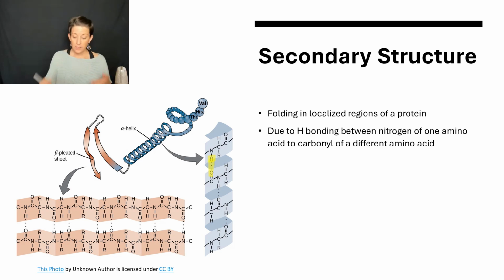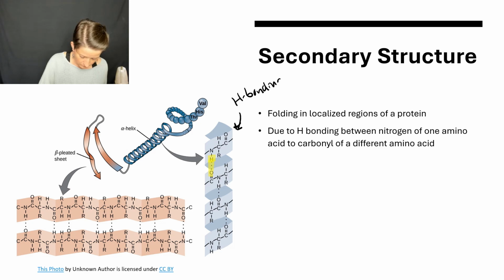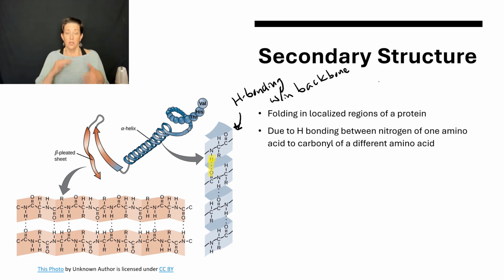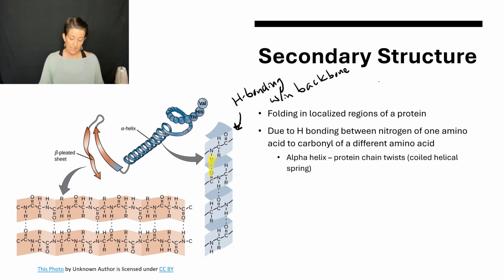Therefore, what we are looking at in our secondary structure is hydrogen bonding within the backbone of the protein. No side groups are going to be interacted with. It's just the carbonyl of the carboxylic acid and the nitrogen of the amino. There are two types of structures that can be formed based off of this folding.